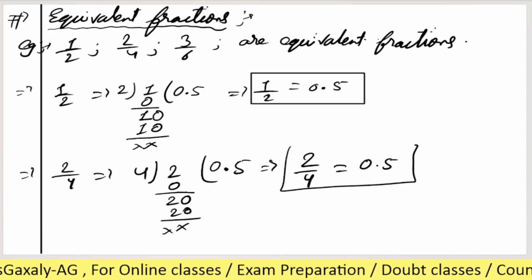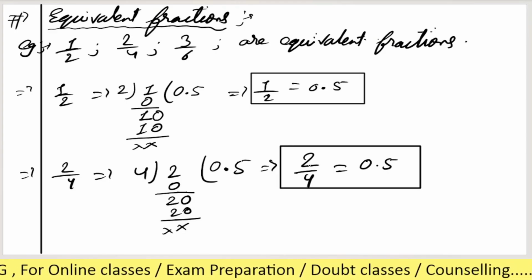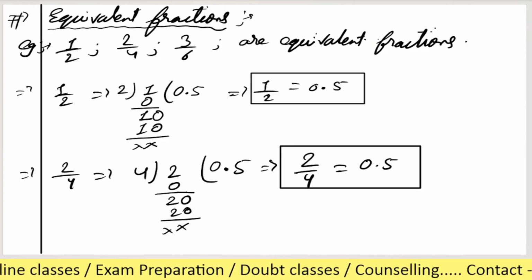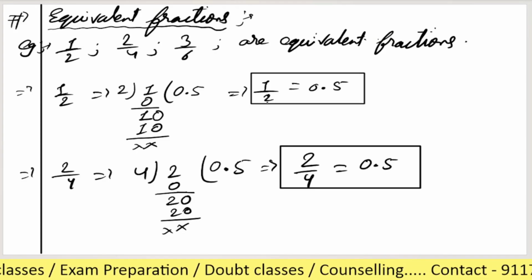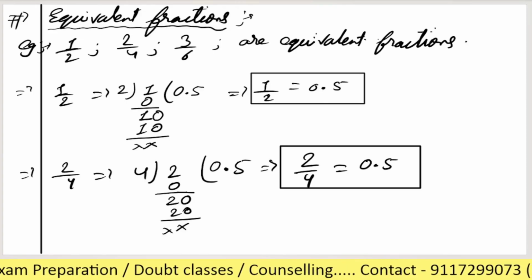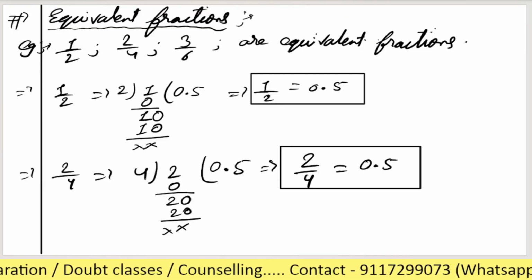As you can see here, what is the value of 2 by 4? It is 0.5, sir, and you can see 1 by 2 is also equal to 0.5, okay. Yes, sir. Similarly, you will get the value for 3 by 6.